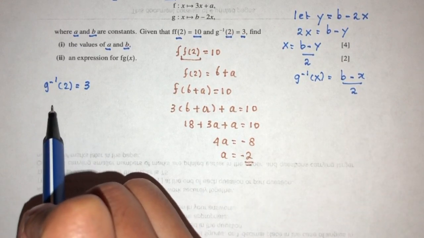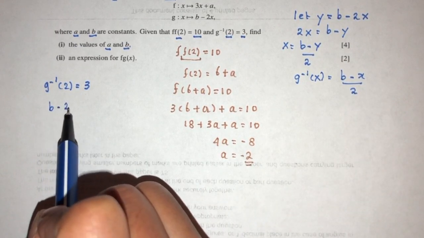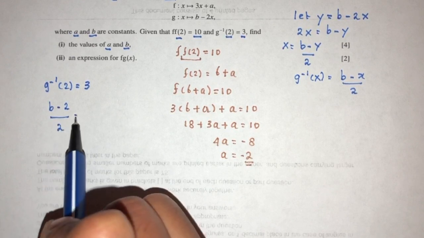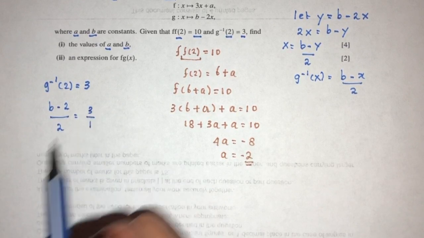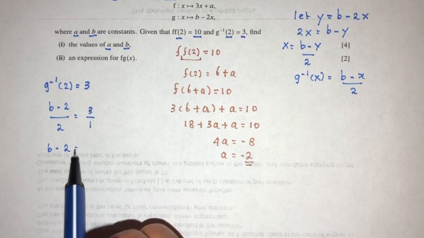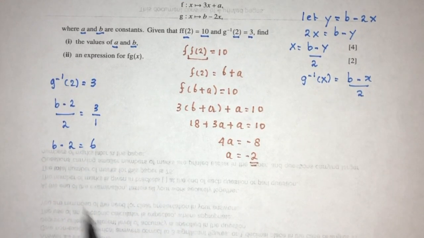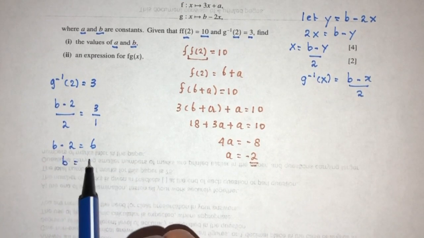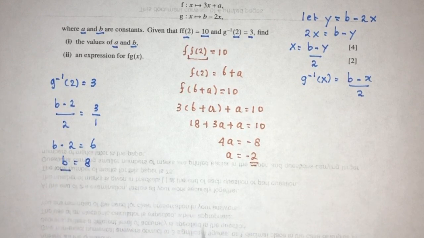Replace back in here, you will have (b minus 2) over 2, that should be 3. Cross multiply, you will have b minus 2, that will be 6. So finally, b has to be 8. So that's the value of b and the value of a.